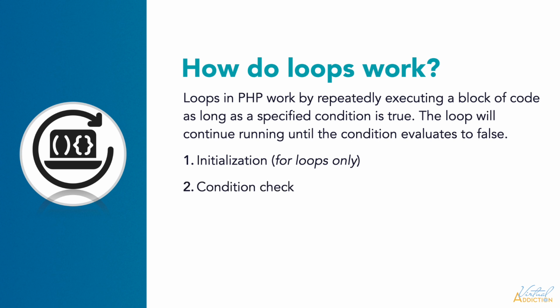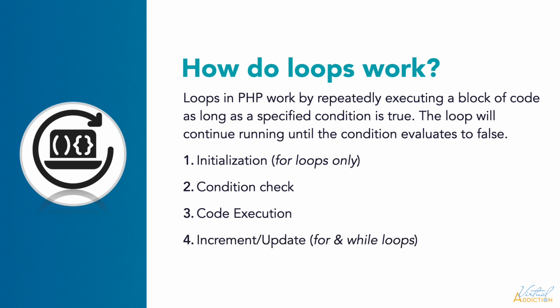All loops are going to have a condition check. So before each iteration, PHP is going to check to see if the condition is true. If true, the loop body will execute, and if false, the loop will stop. All loops will execute the code, so whatever the code is inside the loop will run if the condition is met. And then when we use for and while loops, we will increment and update. So the counter variable is updated after each iteration. This will prevent the loop from infinitely running if the condition never becomes false.